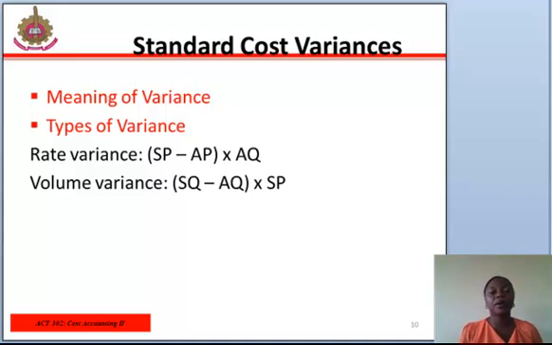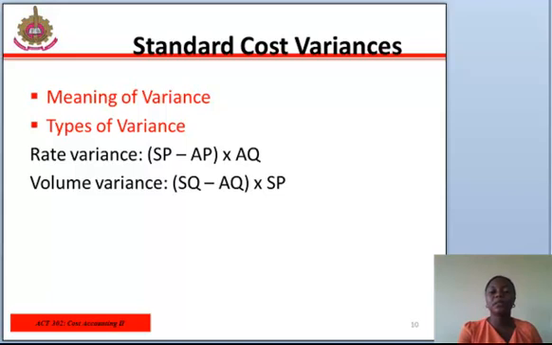Now, types of variances. We have basically two types of variance analysis: the rate variance and the volume variance. A rate variance is also known as the price variance, and it is the difference between the actual price paid for something and the expected price, multiplied by the actual quantity that is being purchased.